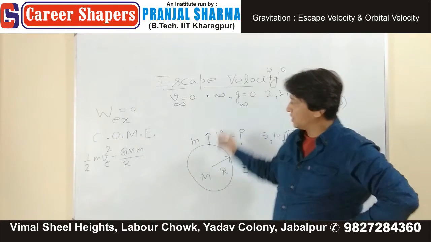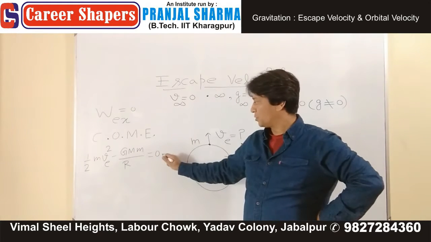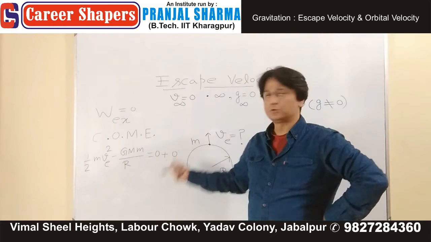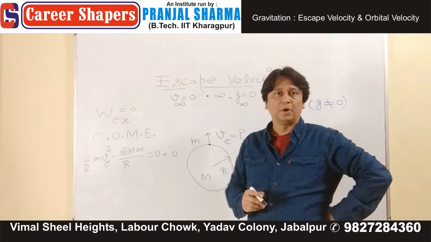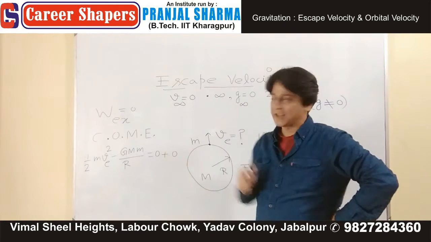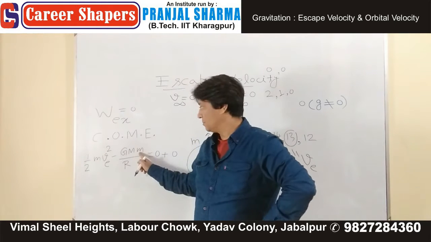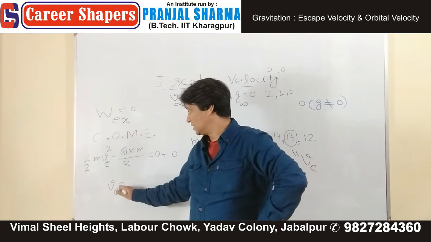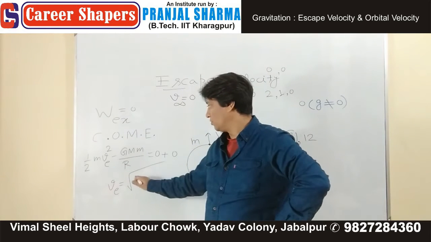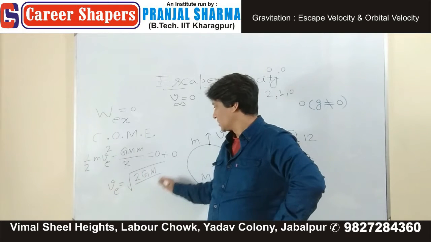At infinity, what is kinetic energy? 0. What is potential energy? That is also 0. This is the simple derivation for escape velocity. m cancelled and v comes out as root over 2GM by R.